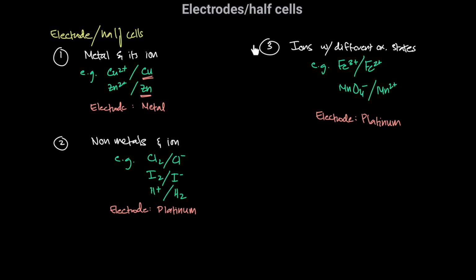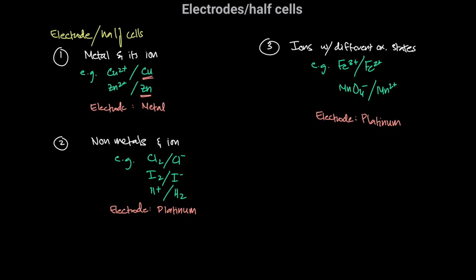We have half cells where we have a redox equilibrium between an ion and a solid metal. In that case, the electrode will be made of that metal itself. We have redox equilibria between non-metals and their ions. In this type of equilibrium, where we have a non-metal and ion in equilibrium with each other, the electrode will be platinum, because again, the electrode is not participating in the equilibrium. So it's conductive but inert.